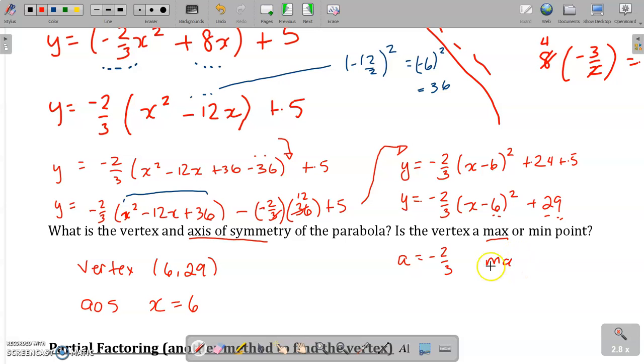All right, just to finish that, sorry. Because the a value is less than 0, this will be a max. And just to relate this again to transformations, the a value means it's vertically compressed by a factor of 2/3 and reflected in the x-axis.